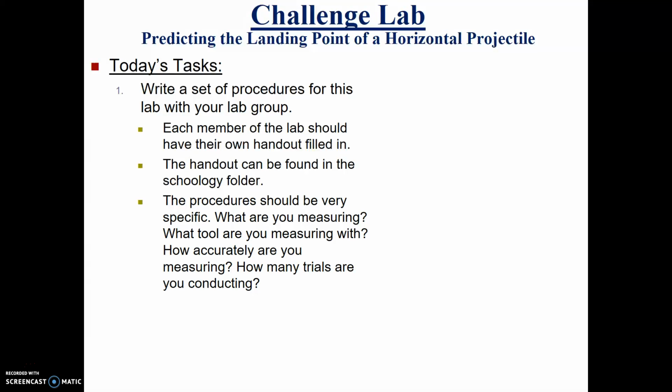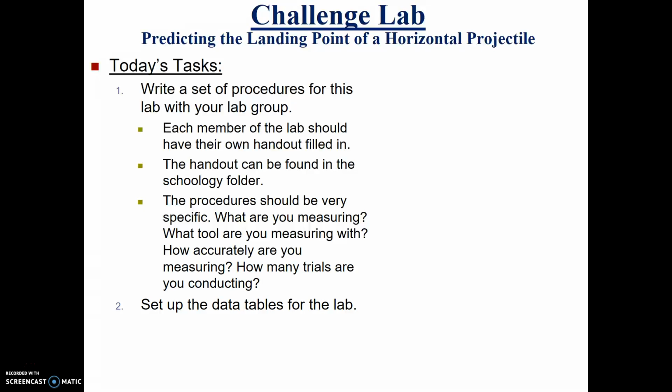What are you measuring in the lab? What tools are you measuring with? How accurately are you measuring? Are you measuring to 1 decimal place, 2 decimal places? And then how many trials are you conducting? My hope is that when we come in tomorrow and I'm there, we can just begin collecting data and you have exactly what you need to do. I'll be giving you feedback on your procedures tonight.